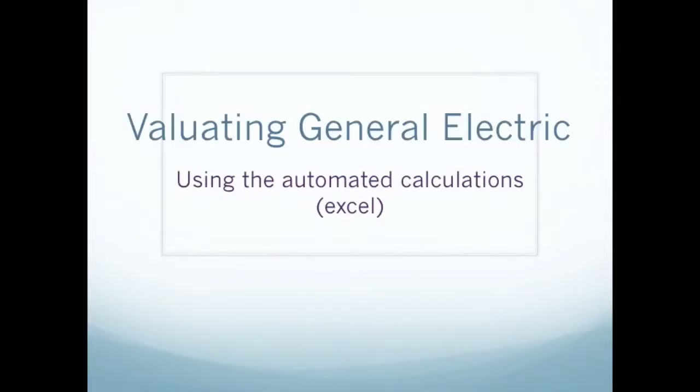I have previously evaluated General Electric by doing the calculations manually. This time I'm going to evaluate it using plus or minus the same figures but through using automated calculations. First off, let us start by calculating the weighted average cost of capital, which is also known as the WACC.